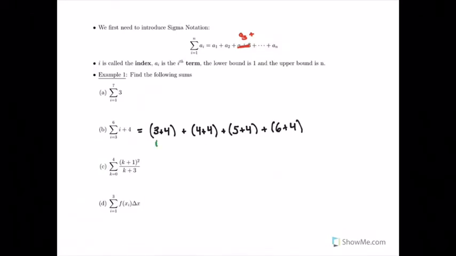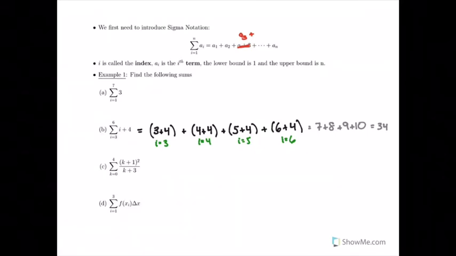This first term is from i equals 3. Second term, i equals 4. Here's i equals 5. Here's i equals 6. So if you would add that all up, that would be 7 plus 8 plus 9 plus 10, which would give us a grand total of 34, if I'm not mistaken. All right, so that's just a nice way of writing this complicated sum.